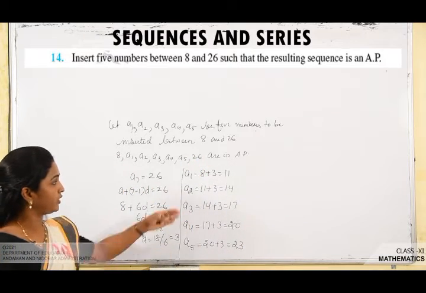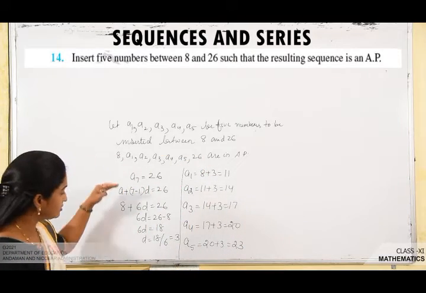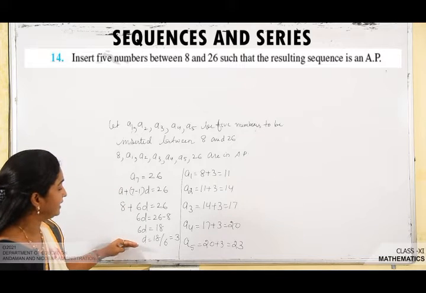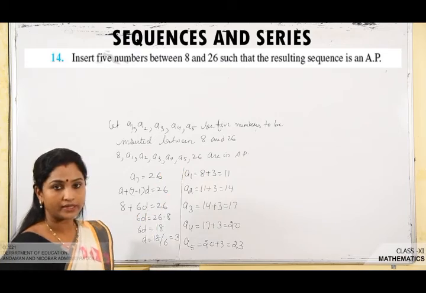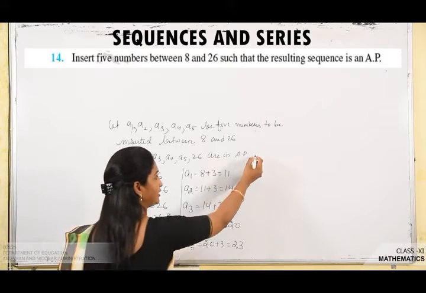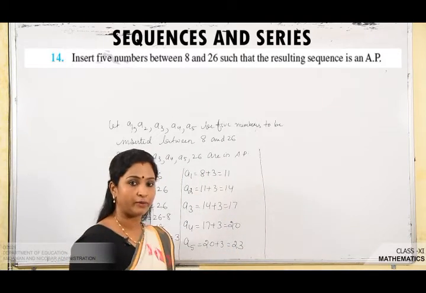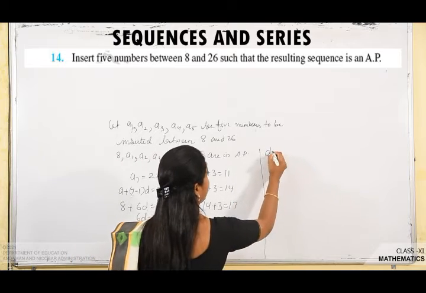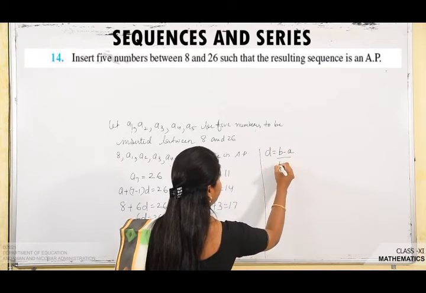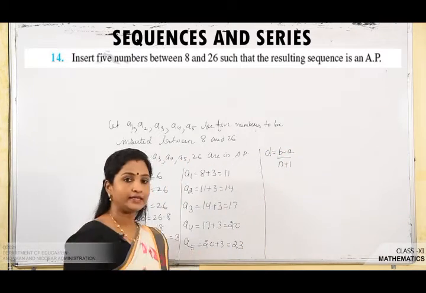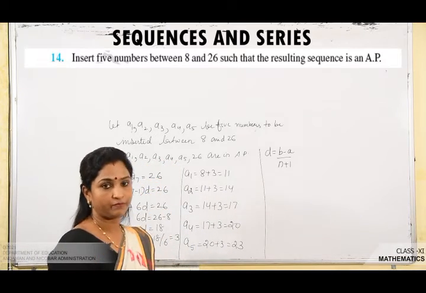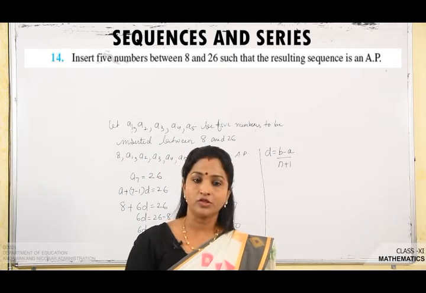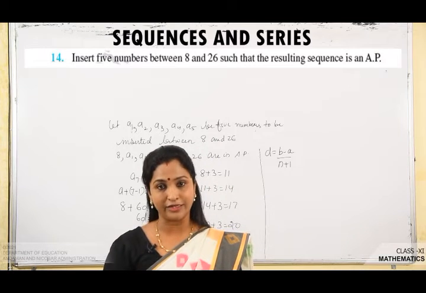When you add 3, you are getting 26. So this is one method of finding D and finding the terms between 8 and 26. The other method, as I told you just now when I explained arithmetic mean, is to simply use the formula D is equal to (B minus A) by (N plus 1). You will directly get the value of D and you can calculate A1, A2, A3, A4 and A5. This is a very important question. So I hope this question is clear to you.